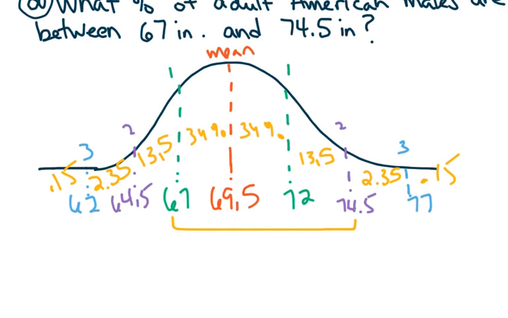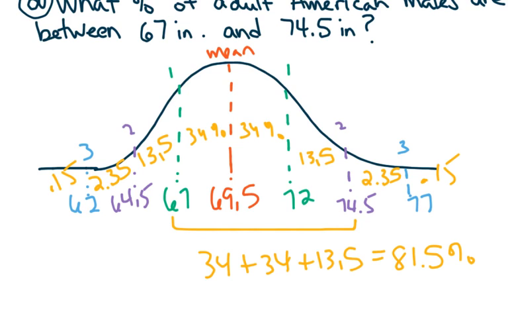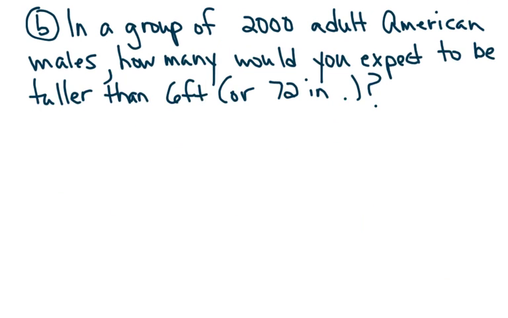All right, to find out the percent of American males that are between 67 and 74.5 inches, we're going to add these percents: 34 plus 34 plus 13.5. That gives me 81.5%. So 81.5% of adult males in America are between 67 and 74.5 inches tall.